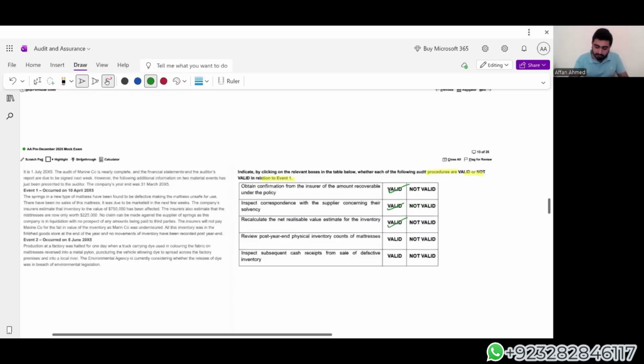Then review post year-end physical inventory counts of mattresses. They have clearly told us that there is no movement in inventory. So why are we counting it? It has nothing to do with it. So it is not valid.